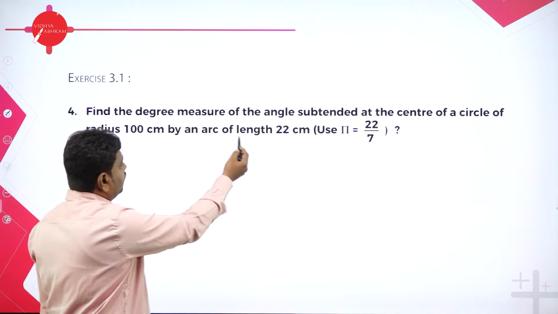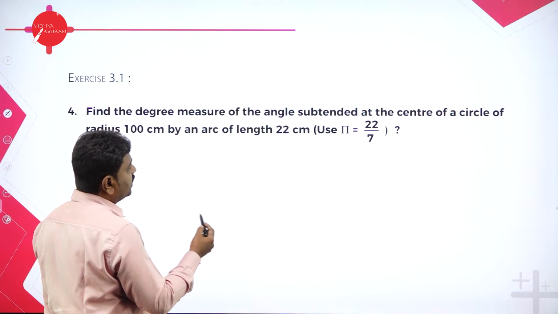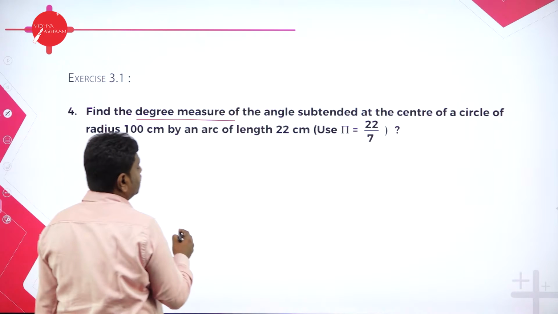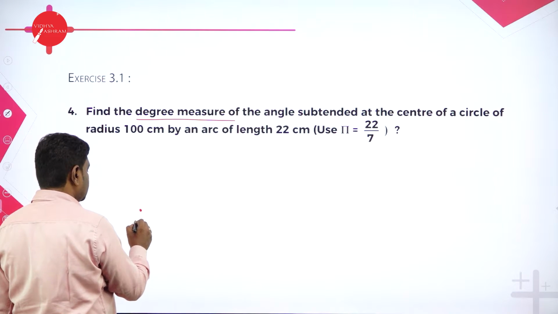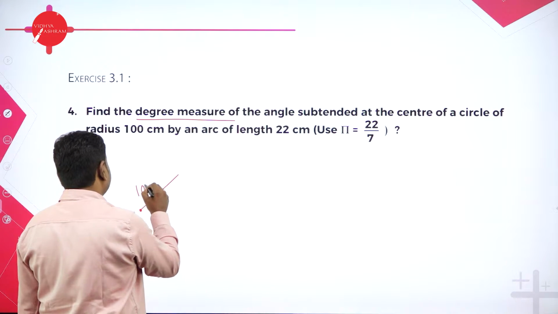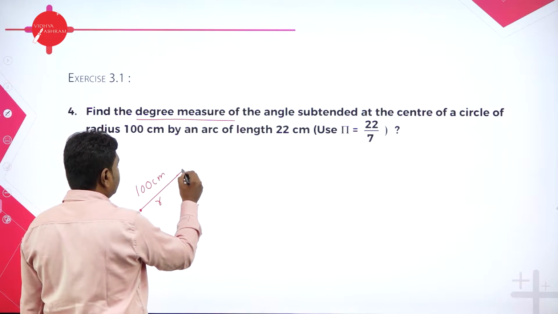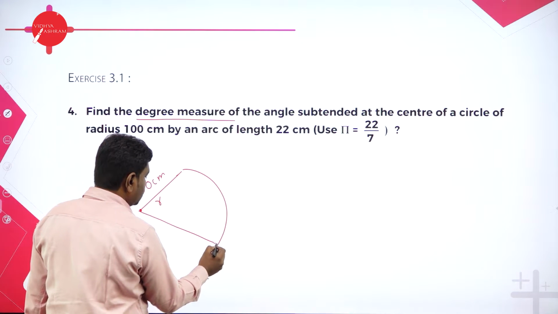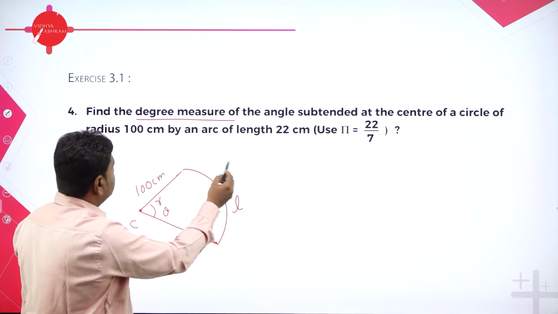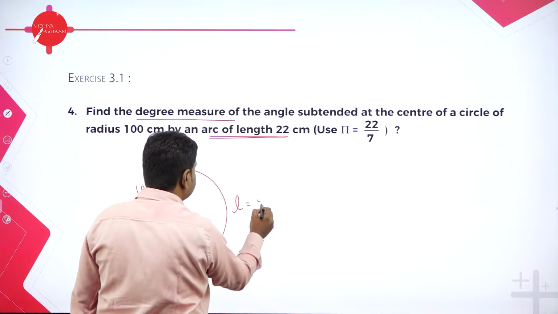Find the degree measure of angle subtended at the center of a circle of radius 100 centimeter by an arc length of 22 centimeters. So now they want degree measure of angle subtended at the center. So now say this is the center, and they gave a circle of radius 100 centimeter. So r is the radius, 100 centimeter, and it subtends an angle, so it makes an arc. They want you to find theta. They give arc length L is 22 centimeter.